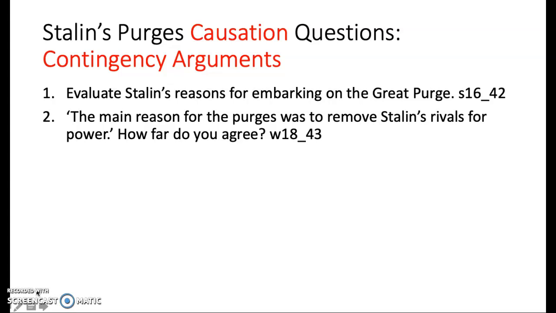Question 2, the main reason was to remove Stalin's rivals for power. I think, yes, you could say that, but I think you could say that Stalin had had rivals for power since Lenin died, since 1924, and he hadn't been purging people in the same way since 1924. So there must have been something else that prompted the purges. It must have been not just that they were rivals for power, but that by 1934 they were actively seeking to remove him, or they were real alternatives to him by 1934, because he wasn't purging Trotsky or Zinoviev or Bukharin in 1927 or 1928. So what's different about 1934?